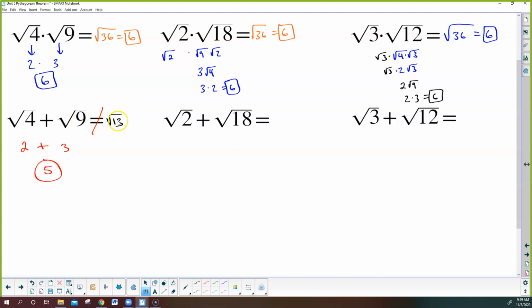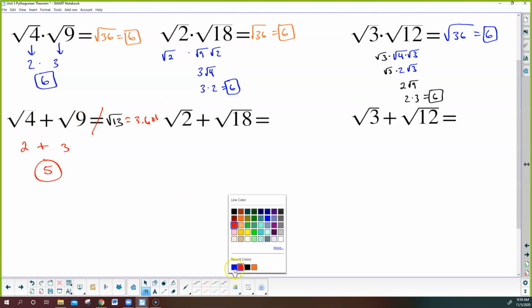The square root of 13, if you check it in your phone or calculator, the square root of 14 is less than the square root of 16. The square root of 16 is 4. So I'm thinking this is like 3 point something. I'm just going to double check here. 3.601. That's roughly what it's equal to. It's not equal to 5. So there's proof that you cannot just add those together.